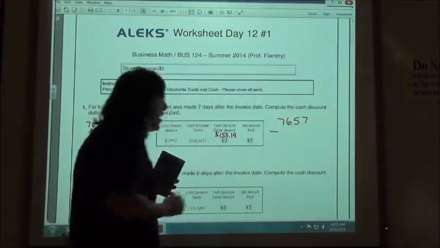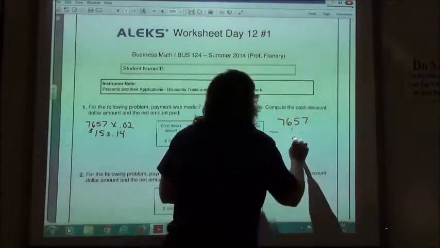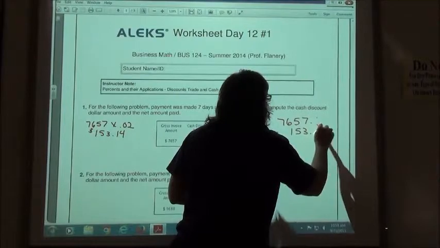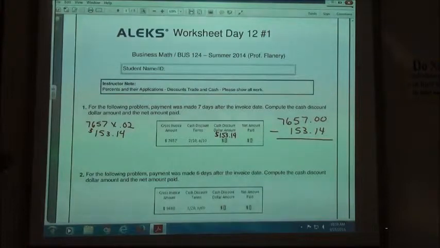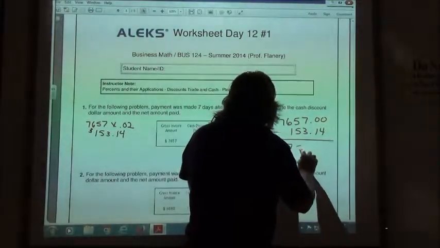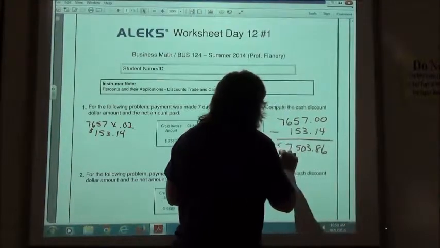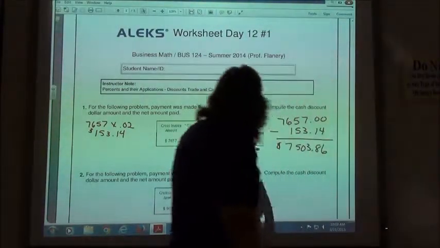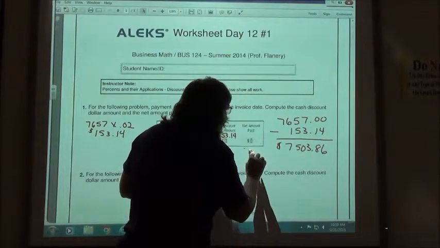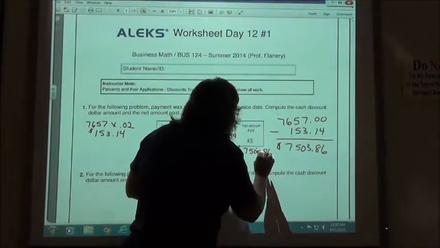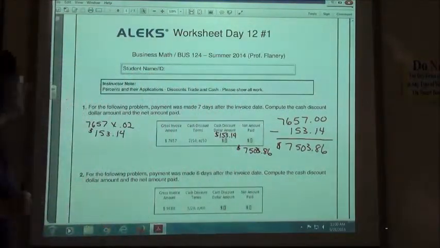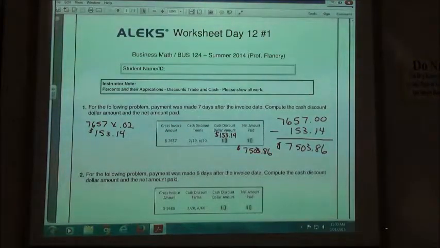So the net amount paid then, I'm going to take my gross amount, $7,657, and subtract off my cash discount of $153.14. And again, I'm just going to use my calculator. 7,657 minus 153.14 gives me $7,503.86. And that's going to be the net amount that I actually ended up paying. It almost looks like a 3. $7,503.86.